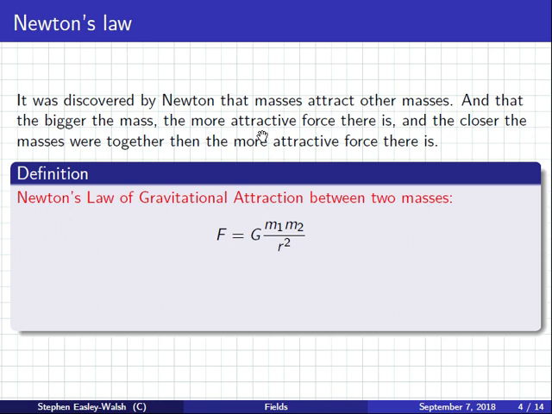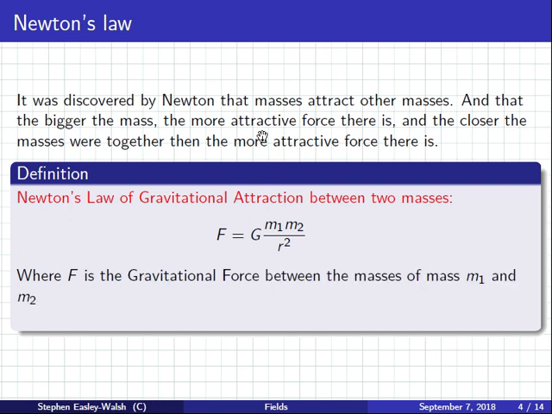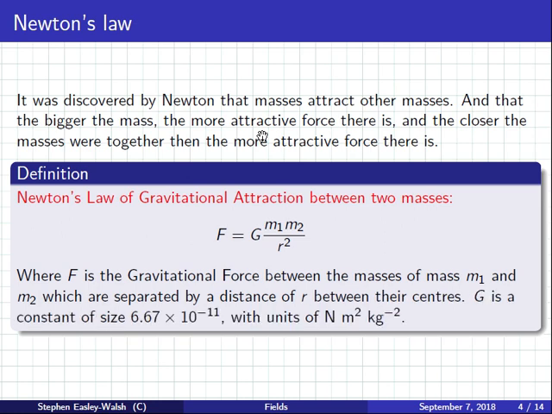And also, remember I said before, this is an example of an inverse square law, which I said is quite common in physics. So, this is the force of attraction between two masses, where F is the force, M's are the masses, and the distance between their centres is R. The G is this constant, which is actually quite small. That's actually a very small constant. And the units, you could work them out, are Newton meter squared per kilogram.